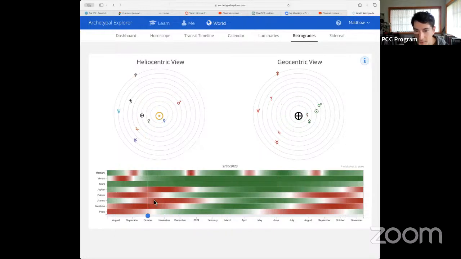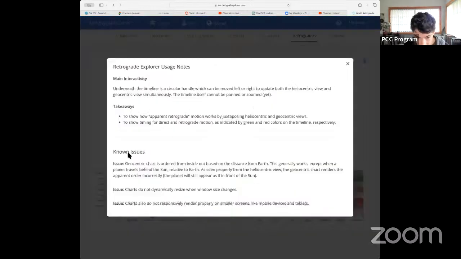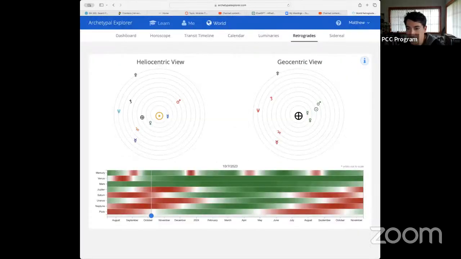But in any event, one thing that's wrong with this view that I wanted to point out here: the geocentric view is ordered from inside out based on the distance from the Earth. This generally works except when a planet travels behind the sun relative to Earth, as seen properly from the heliocentric view. Properly, I mean, well, we could question that. The geocentric chart renders the apparent order incorrectly because the planet will still appear as if in front of the sun. So I just wanted to point that out. There's always a limitation in these attempts to diagram something that's not quite as geometrical as we might wish it to be. Hopefully that was helpful.